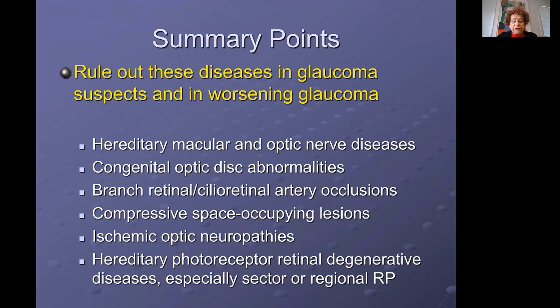And in patients with hereditary photoreceptor retinal degenerative diseases, especially the sector or regional RP, it's not obvious why they have that defect unless you do additional imaging like autofluorescent imaging. But we saw a case where the arcuate field loss was thought to be due to worsening glaucoma. So these cases are out there. People are not getting diagnosed properly, getting misdiagnosed, sometimes treated where they don't need the treatment. So you need to be careful.